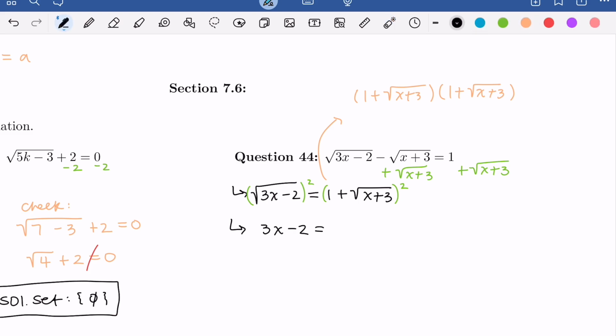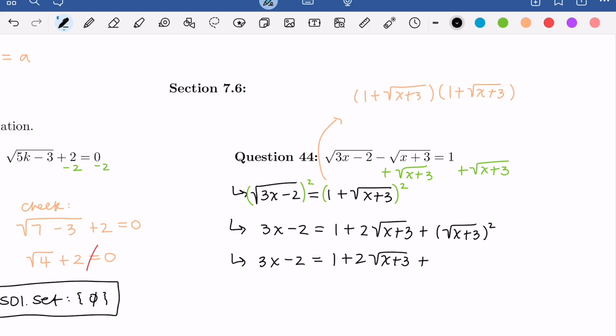So after FOILing that out, we're going to get 1 plus 2 factors of the square root of x plus 3. And then our last term is going to be the square root of x plus 3 squared. Alright, so let's simplify this a little bit further. This is going to be 3x minus 2 is equal to 1 plus this here, plus, we know that the square root of x plus 3 squared is just going to give us x plus 3.